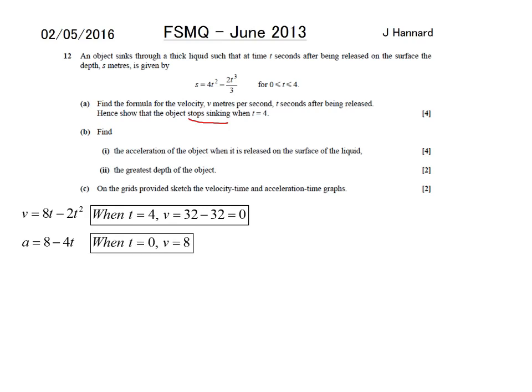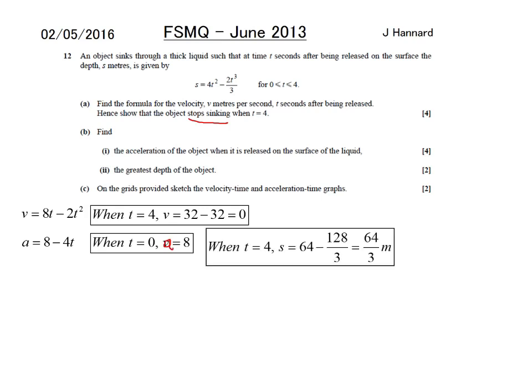Well, let t equals 0, therefore a equals 8. So that's acceleration, that should be an a, just a slight typo there. The greatest depth of the object is going to be when t equals 4, obviously because it stops sinking. So we'll let t equal 4, and s equals 64 minus 128 on 3, which is 64 over 3 meters.